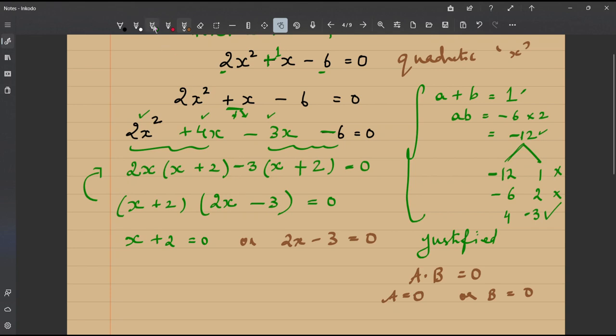So let's take the first case first. If x plus 2 is equal to 0, it means that subtracting 2 from both sides, you get x is equal to minus 2. Right? So either x is equal to minus 2 or the second, 2x minus 3 equal to 0, says that 2x is equal to 3 or x is equal to 3 by 2. How did we get 2x is equal to 3? We just added 3 to both sides. So 2x is equal to 3 or x is equal to 3 by 2.